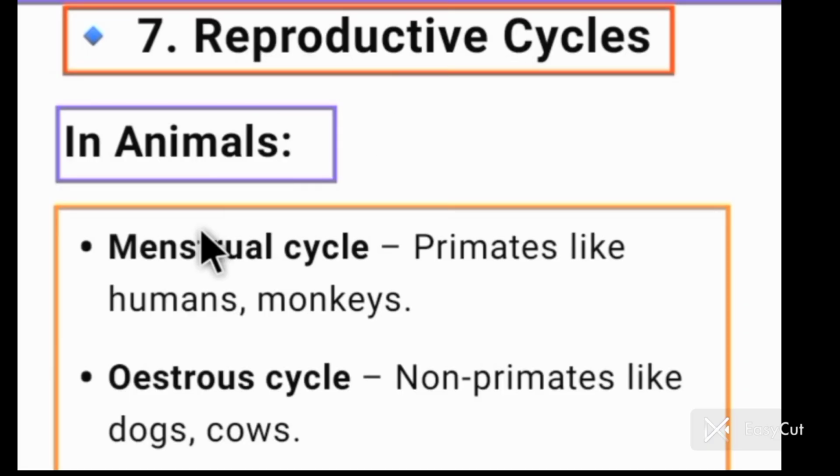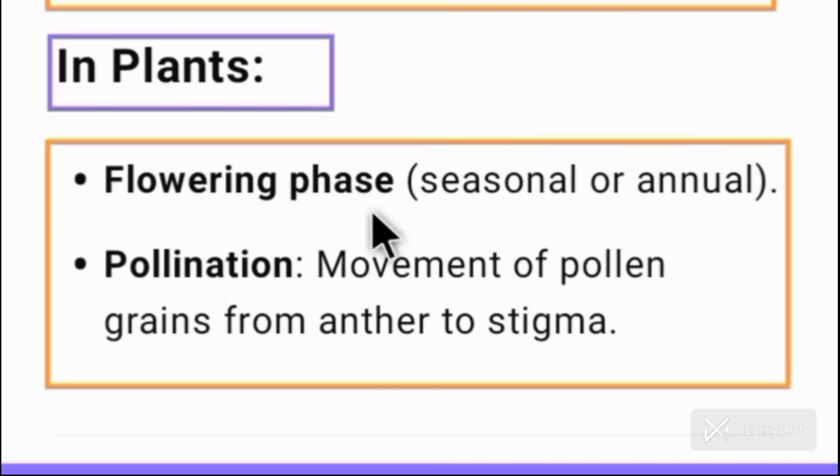In animals, there are two types of reproductive cycle. First is menstrual cycle, second is oestrus cycle. Menstrual cycle takes place in primates like humans and monkeys. Oestrus cycle takes place in non-primates like dogs and cows. In plants, flowering phase may be seasonal or annual. What is pollination in case of plants? Pollination is the movement of pollen grain from anther to stigma.